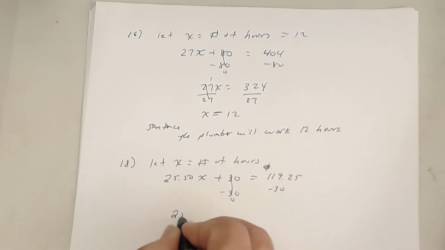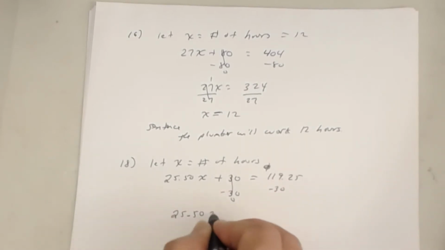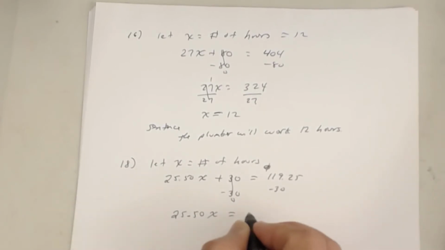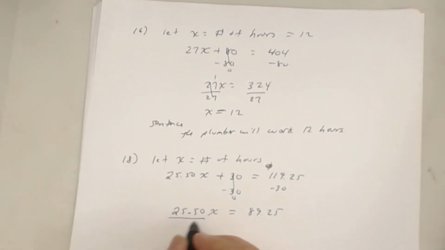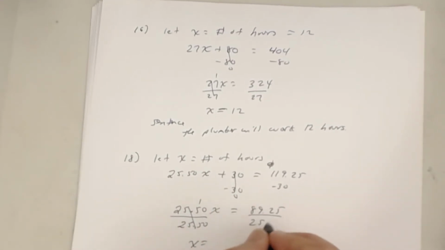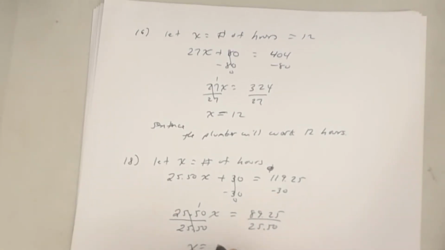You subtract, so there's your equation, then you subtract 30 from both sides. And so I get 25.50x equals 89.25. Then divide both sides by 25.50. And so what's x? Use your calculator. So it's exactly 3.5?